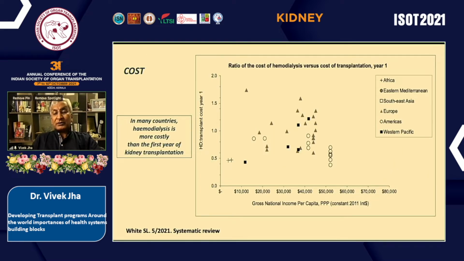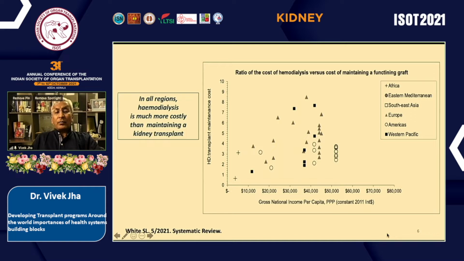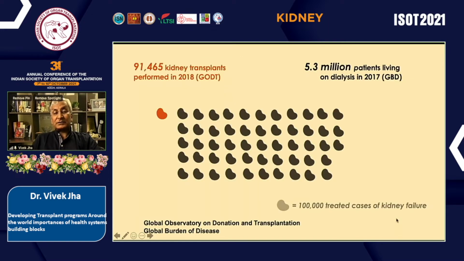The third important consideration, especially for us in India, is the cost. We know that in many countries, hemodialysis is much more costly than the first year of kidney transplantation. In some countries, you can actually do hemodialysis for less cost than the first year of transplantation, but as the number of years lived with this modality accrue, the cost advantage of transplantation keeps getting better and better. We all know that in all regions, hemodialysis is much more costly than maintaining a kidney transplant over the period of several years.